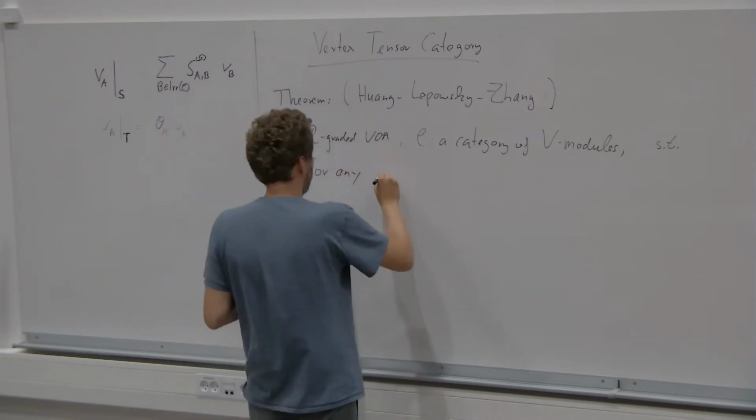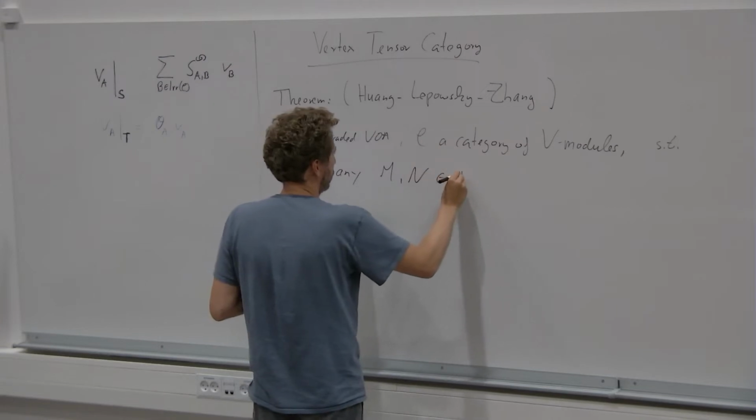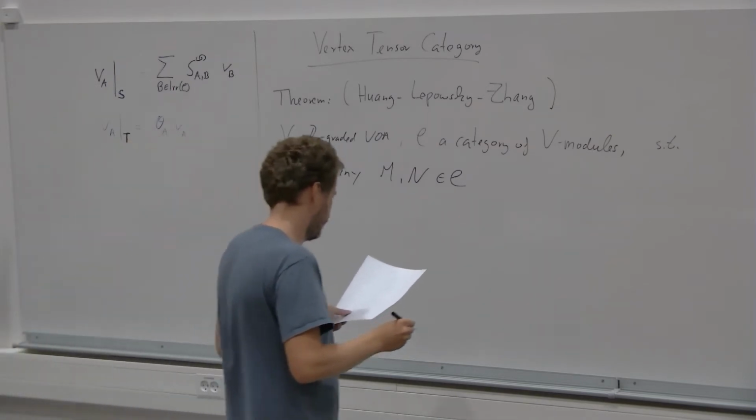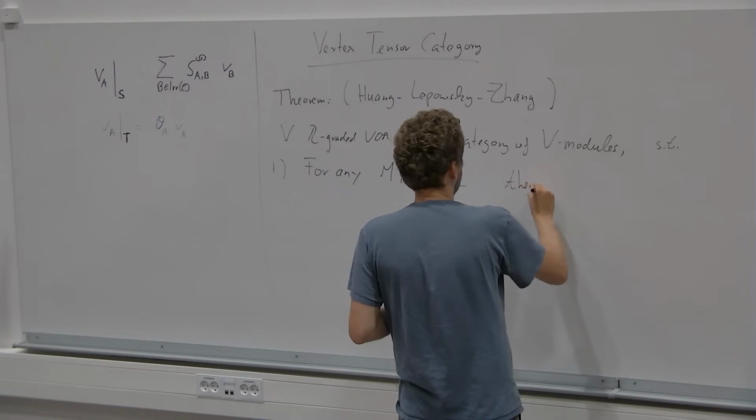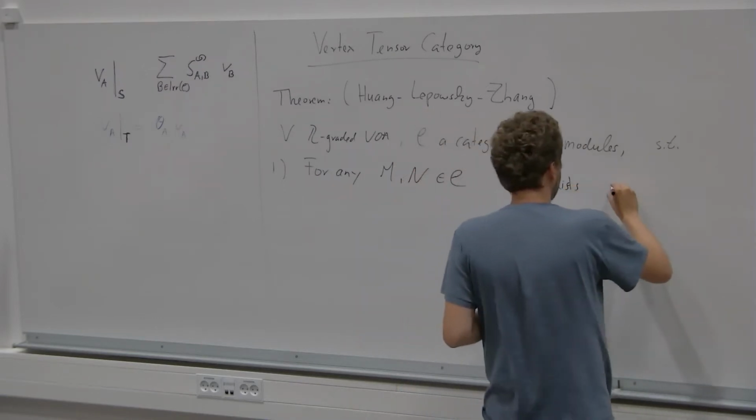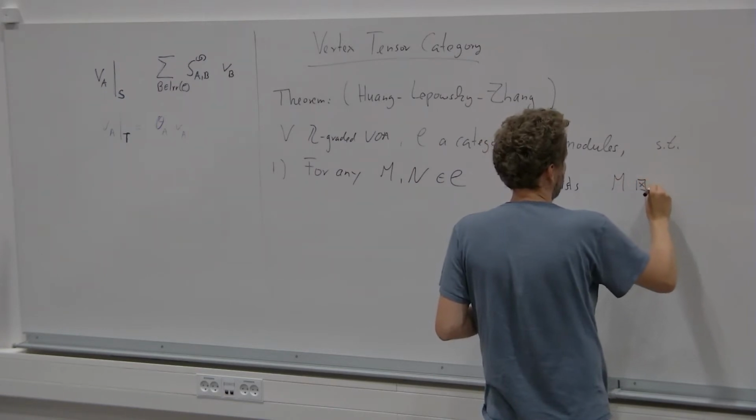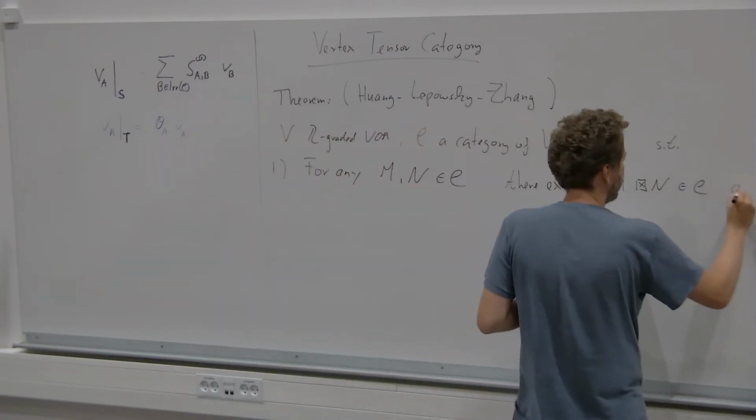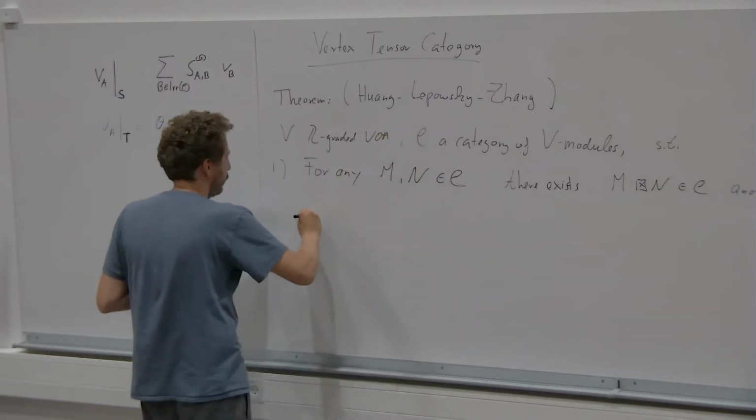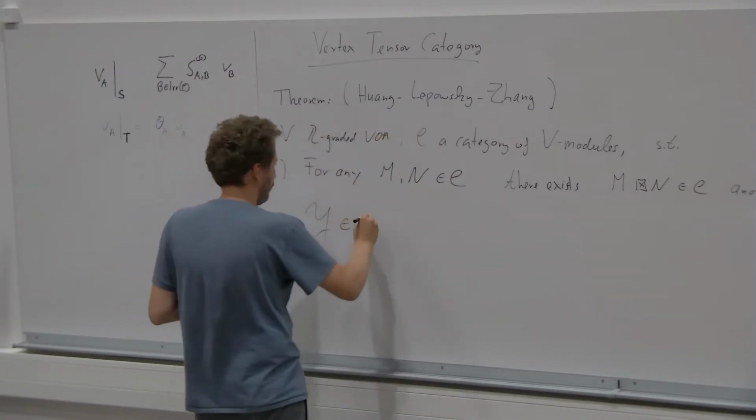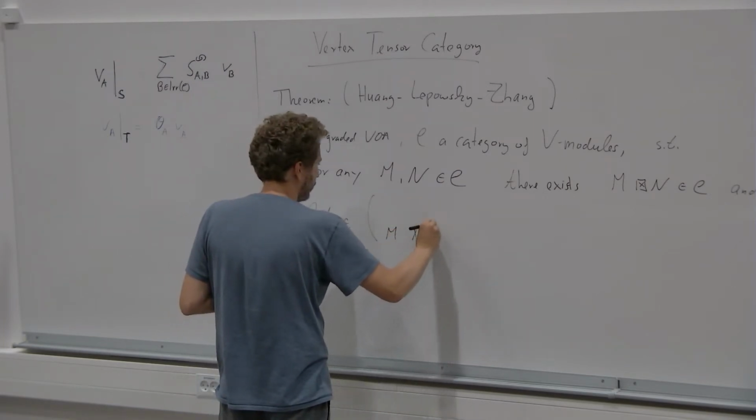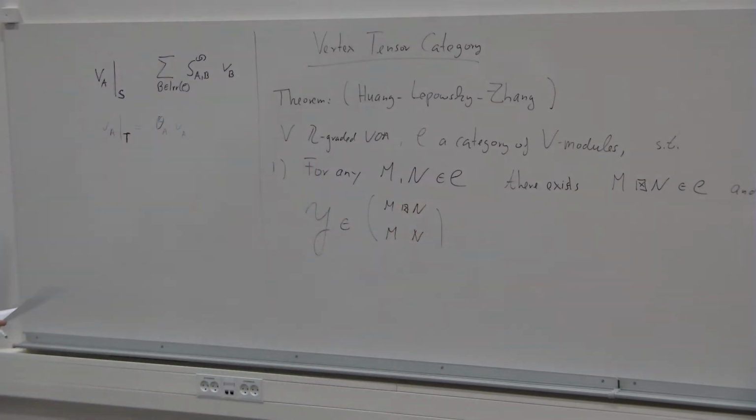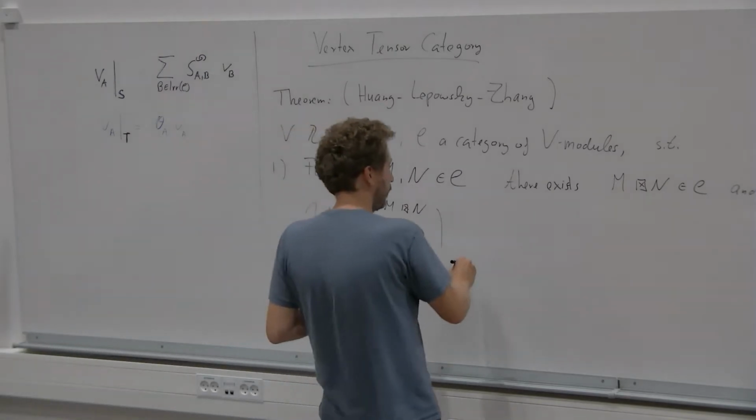So for any two modules, I now drop writing objects, there exists an object denoted by M box N. That's what we will then call the tensor product of M and N, together with something we will call the universal intertwining operator of type M, N. So it's an intertwining operator of type M and N to this potentially big object M box N, such that the universal property is satisfied.